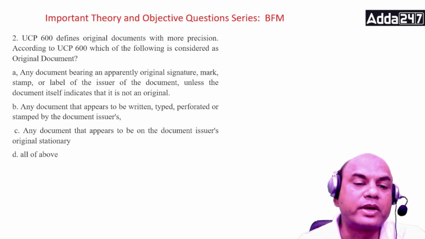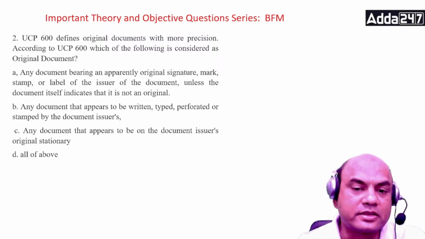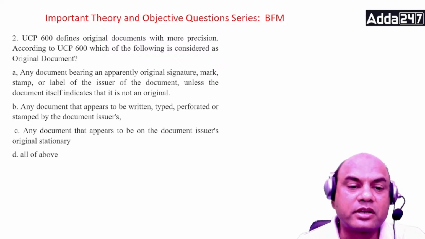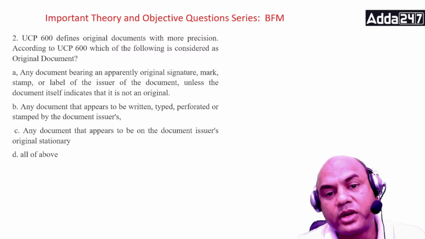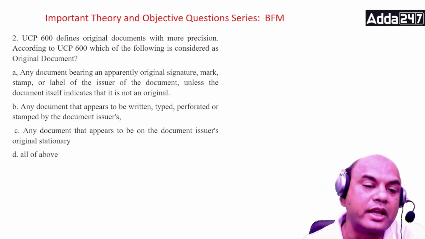UCP 600 defines original documents with more precision. According to UCP 600, which of the following is considered as the original document? What is considered as the original document?